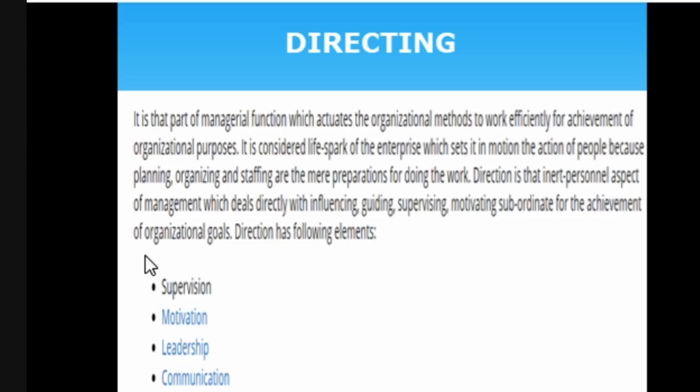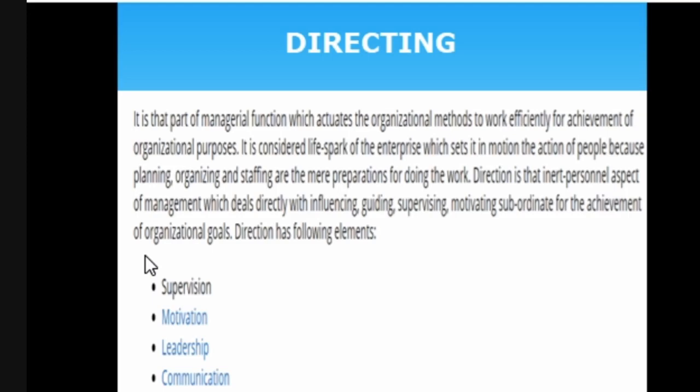This actuates the methods to work efficiently for achievement of organizational purposes, right? It is considered the life spark by the enterprise which sets in motion the action of people, because planning, organizing, staffing are the mere preparations of doing work, right? So planning, organizing, staffing are the means you are preparing for doing the work.